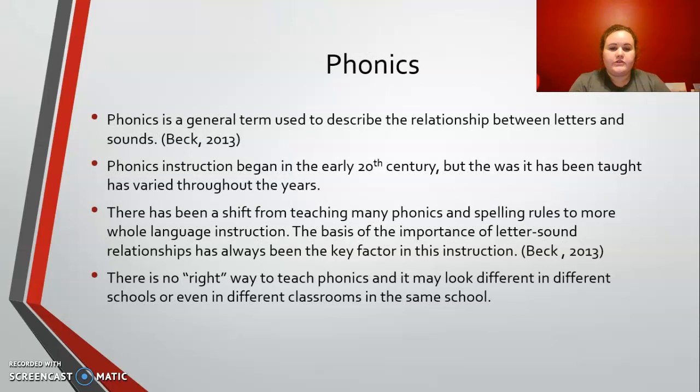Phonics is a general term. It's used to describe the relationship between letters and sounds. Phonics instruction has been around for a very, very long time, but it's been taught in a lot of different ways. It's varied throughout the years. Phonics has shifted more from spelling rules to whole language instruction. Now we kind of use a combination of both. But it's always been the basis of letter-sound relationships that has been key to phonics instruction.